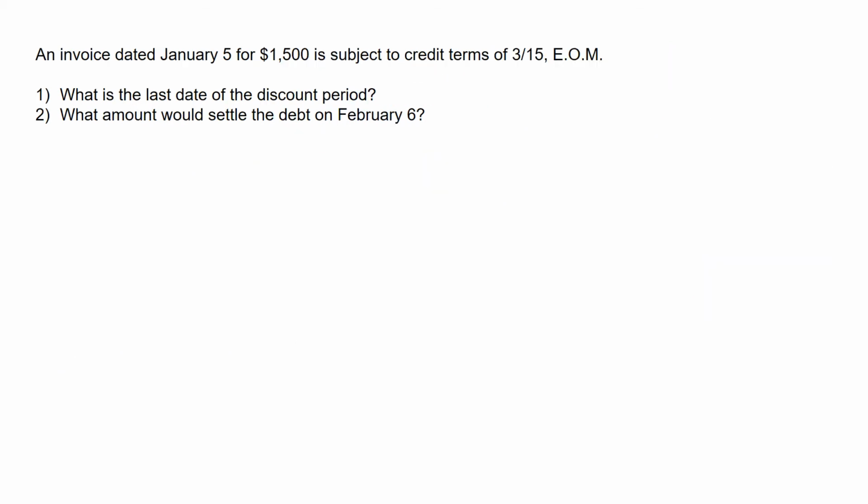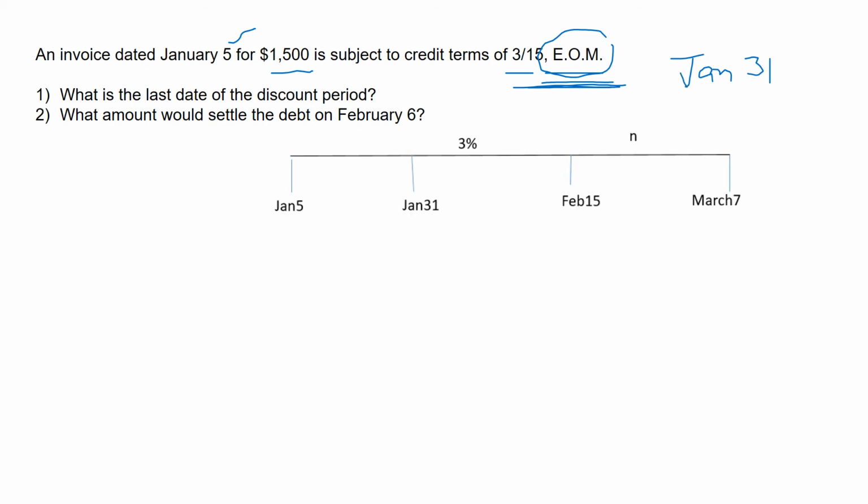Let's consider another example. Here the invoice date is January 5th and the invoice amount is $1,500 with payment terms 3/15 EOM. So this is an end of month payment term, right? January 5th is the invoice date, but it says end of the month. So we'll start counting days from the end of January, that is January 31st, right? So our invoice date will be considered as January 31st. Here we have the timeline. January 5th is the actual invoice date, but because it says EOM, we'll start counting from January 31st.